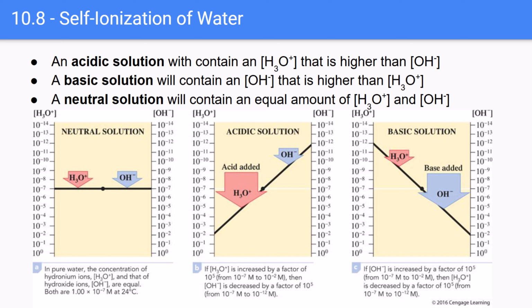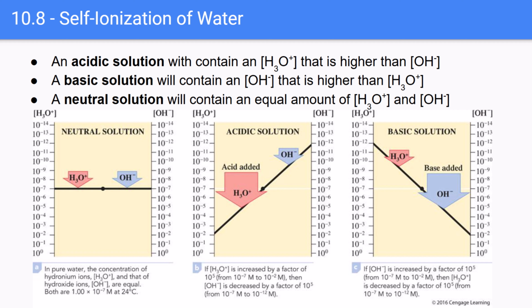So what's the reason why we go through and calculate H3O plus and OH minus? Well, that information helps us determine if a solution is going to be acidic, basic, or neutral. An acidic solution will have an H3O plus concentration that is higher than that of OH minus. And a basic solution is going to have an OH minus that is higher than that of H3O plus, and a neutral solution will contain the same of each.